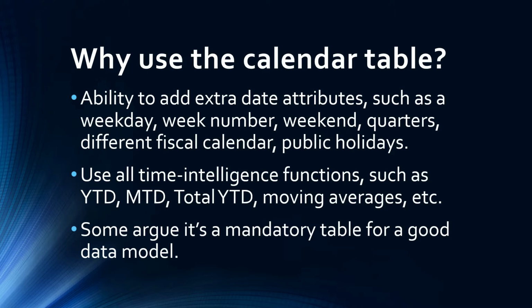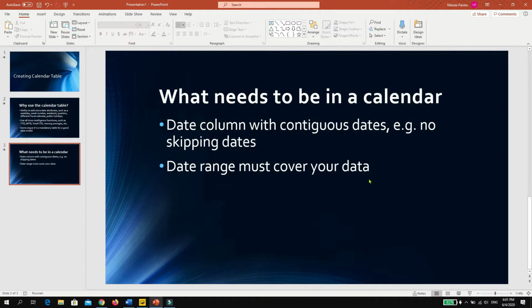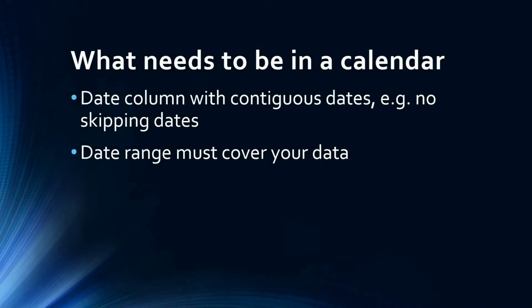Okay, now after we understand what the calendar is, the next question is, what should be in the calendar? It's pretty simple. There are only two things that need to be in the calendar. First of all, your calendar needs a date column with contiguous dates, meaning no skipping dates. Even if your business works Monday to Friday, do not skip weekends or public holidays. You need them. And second of all, your date range must cover your data. I think that's pretty self-explanatory, right? All right, now let's go to Power BI and see which two functions we can use to build the calendar table in a model.